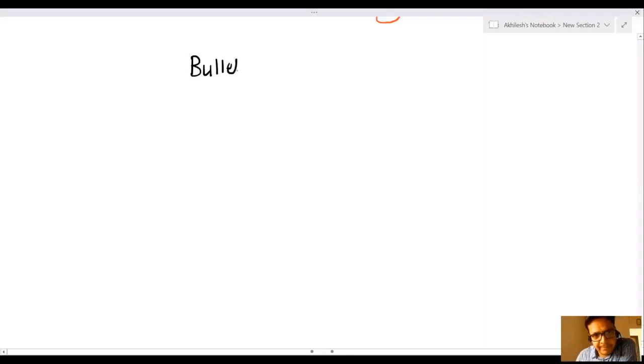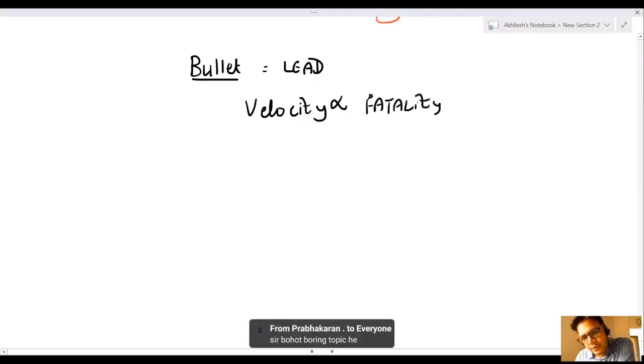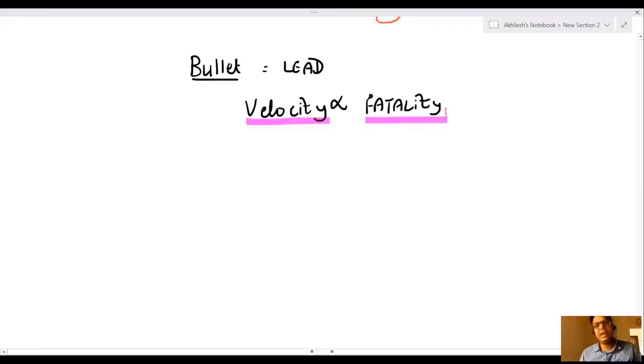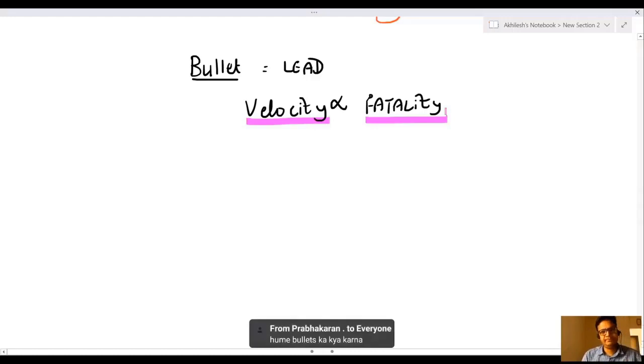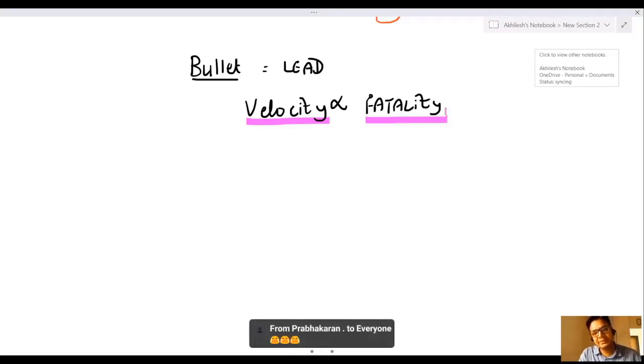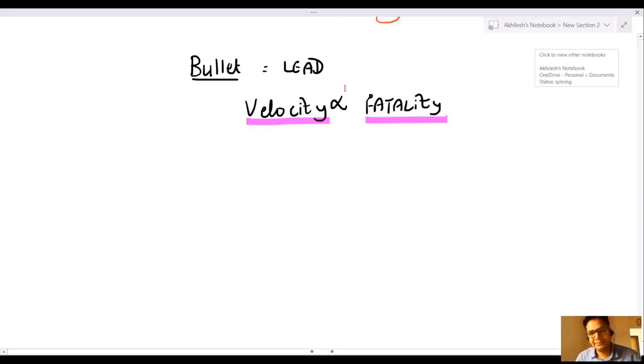Now, bullet. As I told you, bullet is composed of lead. Velocity of bullet is directly proportional to fatality of bullet. This topic comes in exam. This is a very important one. Sir, it's a very boring topic, what to do? If it's boring, you still have to study it, you can't skip it in the exam.